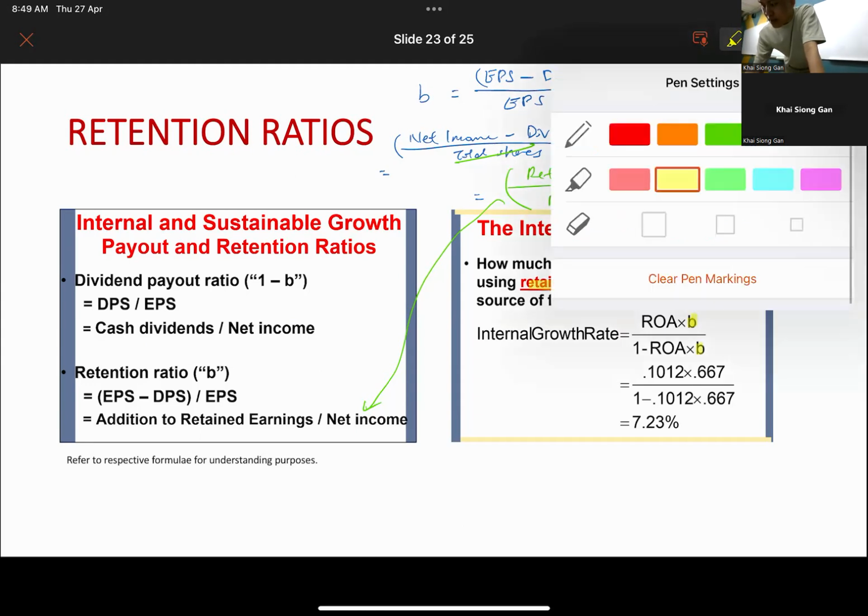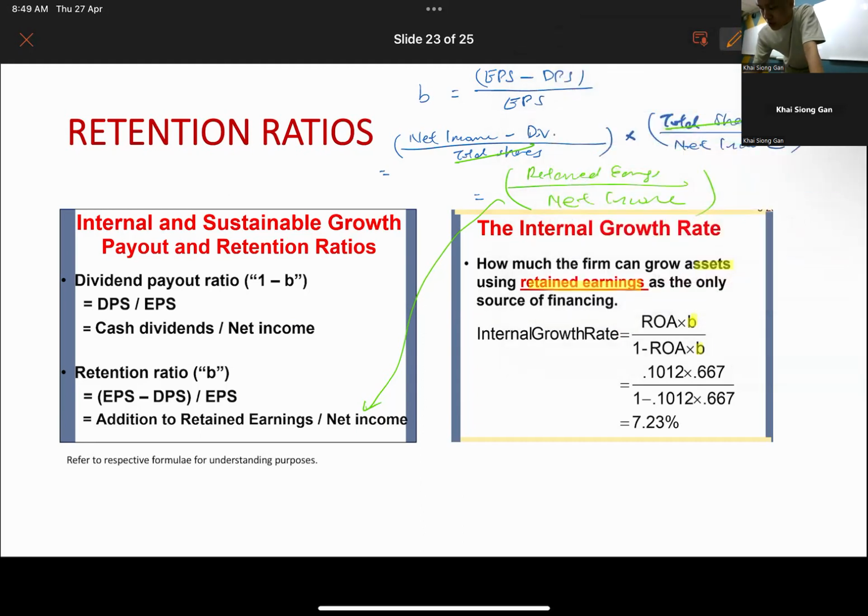Let's say this b here is getting larger, more and more money being pumped into the business to fund your assets. What happens? Look at the last one over here. When b becomes larger, this whole thing here, the denominator side, will become larger or smaller? Smaller. So my numerator gets larger and denominator gets smaller. What will happen to the overall number? It becomes larger. So that means the higher the retained earnings, the higher the retention ratio, the higher the internal growth rate.